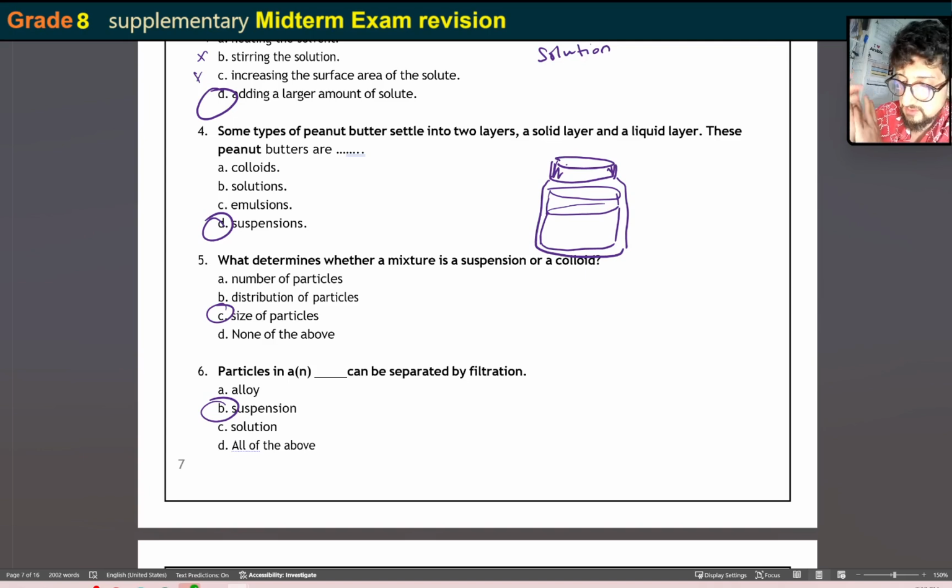Alloy just means mixtures of metals, so this doesn't even make sense with alloys. A suspension is where you have a solid in a liquid, or at least one type of suspension is. We have sand and water, and that can be separated using a filter.